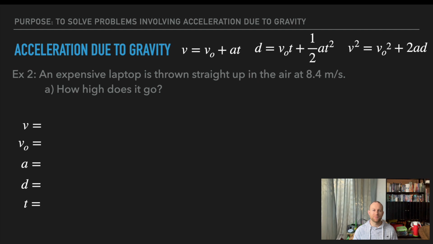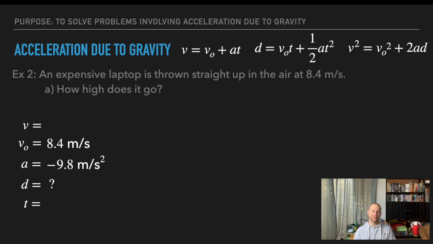Next question, we've got an expensive laptop that's thrown straight up in the air, and we want to know a couple of things. First, we want to know how high does it go. And we are told that the initial velocity is 8.4. It's thrown up, so it's positive. We want to know its displacement. That's all that's given in the question. So we need to think, what other information do we know? First of all, just like last question, acceleration is negative 9.8.